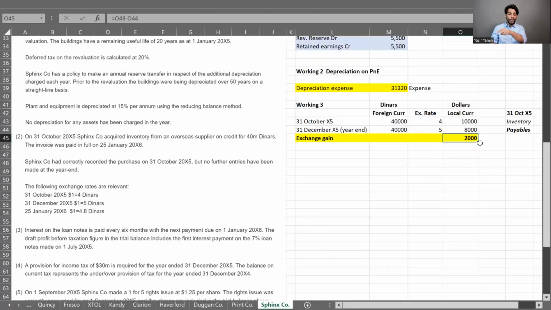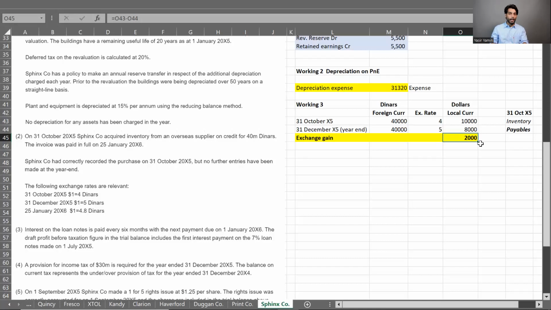And you know how IAS 21 requires you to prepare an entry for it. It says that your liability has decreased by 2000. So you will debit your payable by 2000 and you will credit profit or loss. So you will credit your P&L. Any exchange gain always goes into your P&L. Please let me know if everybody understands the solution of this transaction.